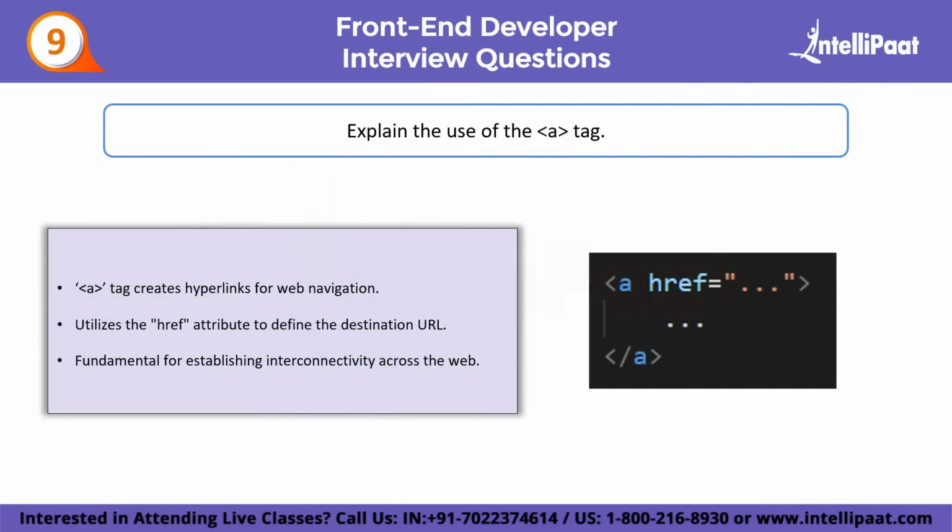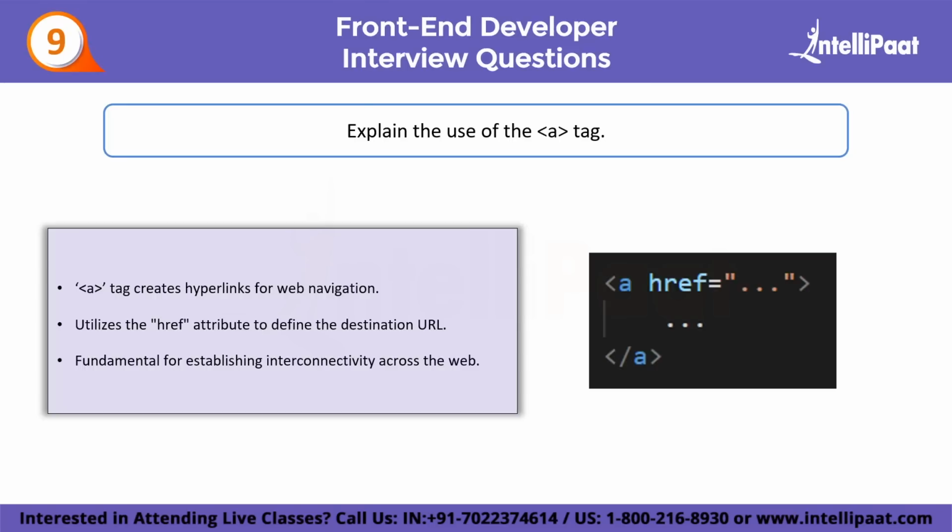Our next question is, explain the use of A, which is anchor tag. The answer to this question would be, the A tag in HTML is used to create hyperlinks, commonly known as anchor tags. In simple terms, it's the tag you use when you want to make something clickable on a web page. For example, you can use the A tag to create a link to another web page or another file or even another section of the same web page.